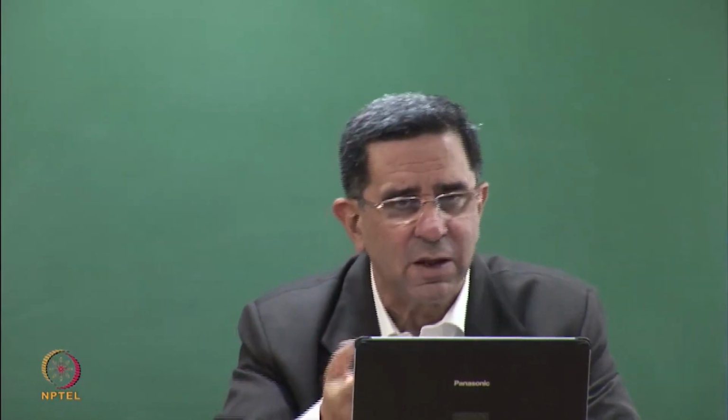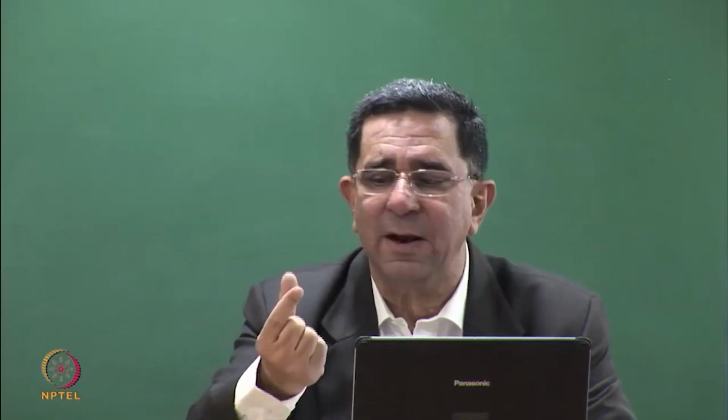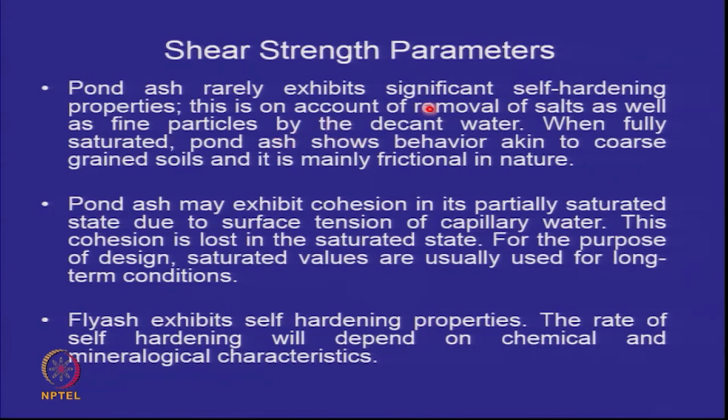So if I go into an ash pond, I can take my hand and scoop out the ash. If it had self-hardening properties, I would not be able to scoop it out. Sometimes at the very top, you will find a very, very thin layer of fine ash, right? Trying to have some self-hardening properties, but you can just take it in your fingers and crush it. So pond ash rarely exhibits significant self-hardening properties.